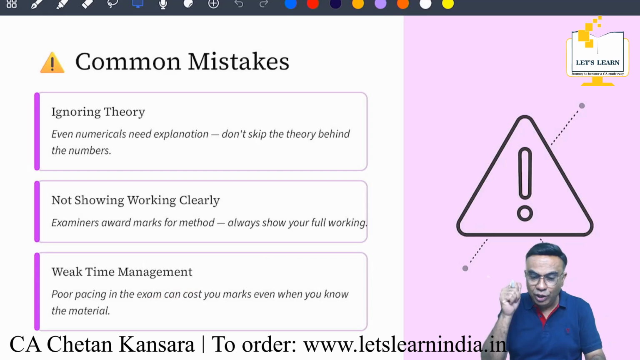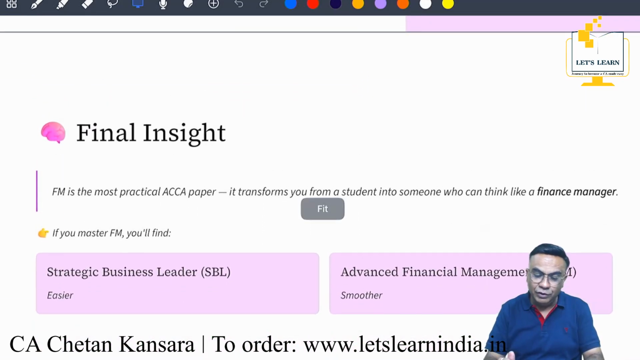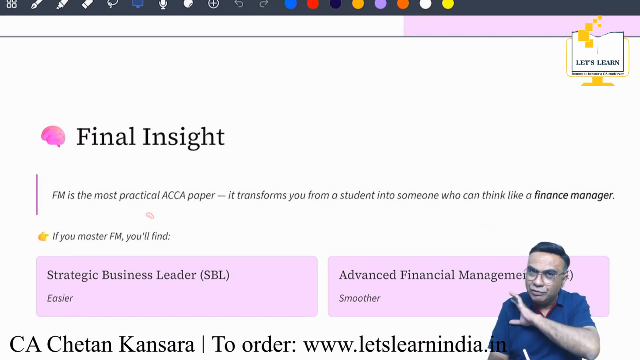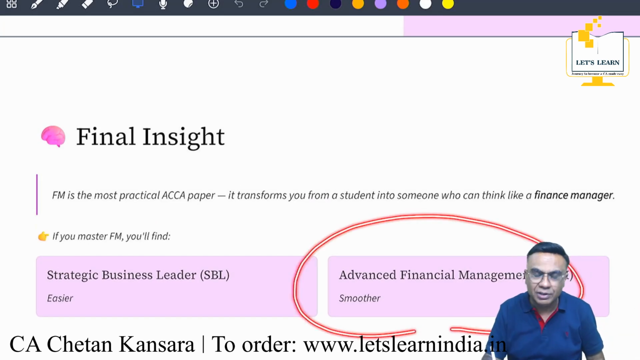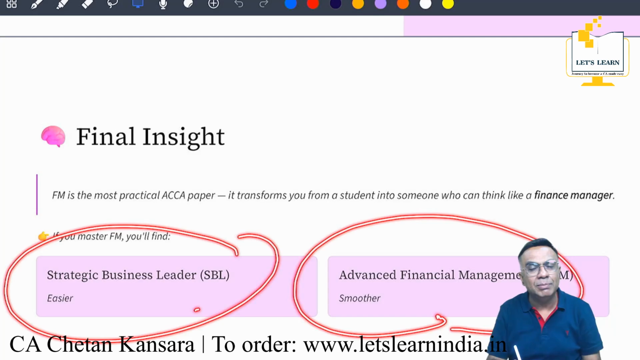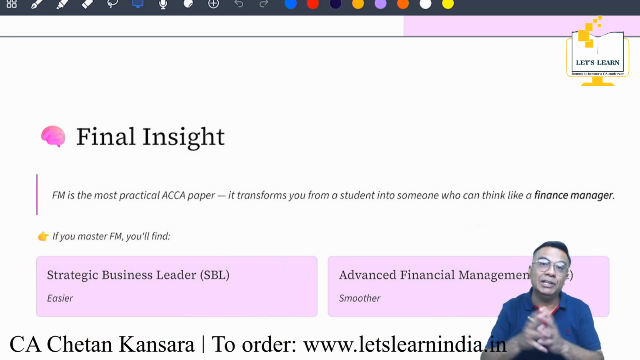Now, if you are hands on with this paper, let me tell you, if your FM9 paper is very good, it will be very comfortable for you to go for the AFM paper. It will be very smooth then, and plus this is going to help in the SBL paper also. These two subjects are also connected to FM, and it becomes easy for you to cope with these papers later. Hope this video helps.